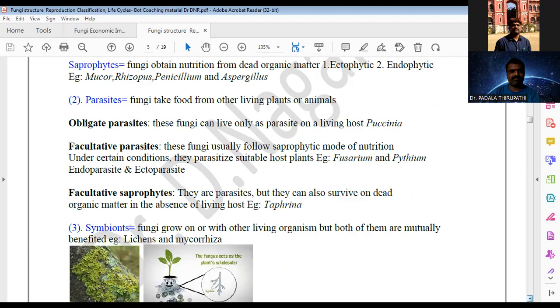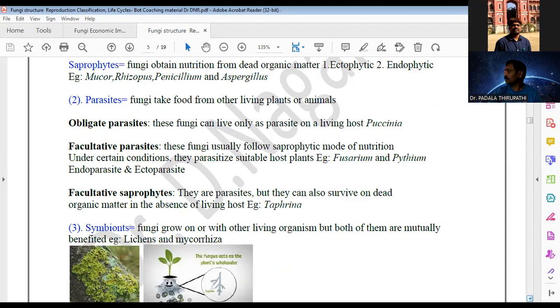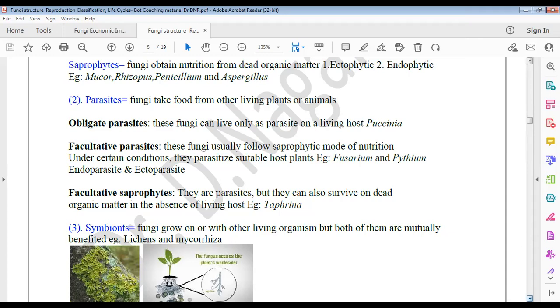We also discussed the types of parasites and saprophytes. The question will be raised like that: if fungi live only as a parasite, it is called an obligate parasite; likewise facultative parasite, obligate saprophyte, facultative saprophyte. An obligate parasite survives only on living organisms and cannot survive as a saprophyte on dead organic matter. Examples are Puccinia and Albugo. The Puccinia life cycle is very, very important, a compulsory question from fungi.